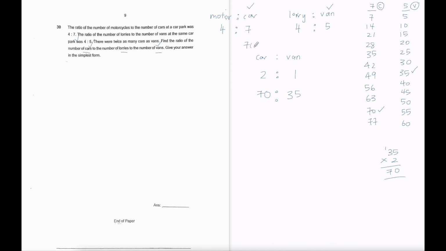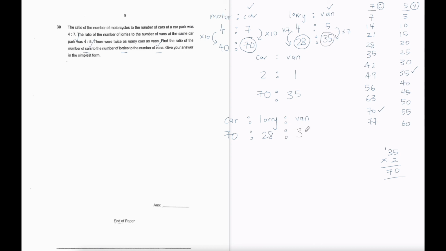Okay, so now let us go back. How to become 70? I need to multiply by 10. Do it for both sides. I'm going to get 40 is to 70. And for van, how do I get 35? I have to multiply by 7. So I get 35 here. And over here, I have to multiply by 7 too. I'm going to get 28. Okay, and there we have it. So we just need to answer the question now. So car, lorry, van. My car is 70. My lorry is 28. And my van is 35.